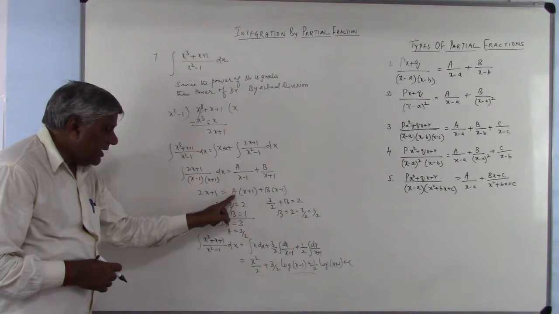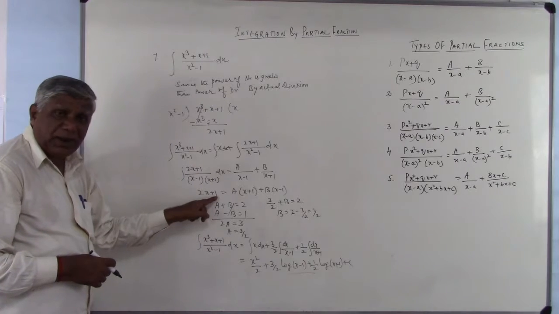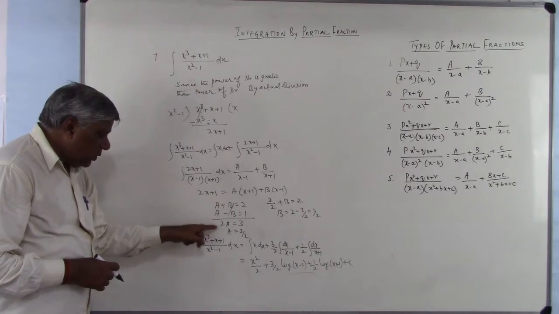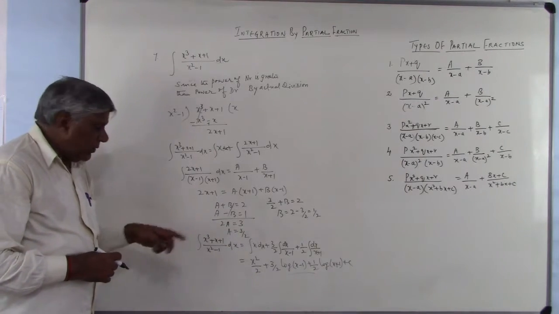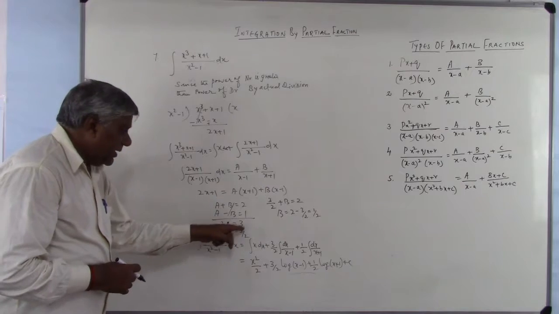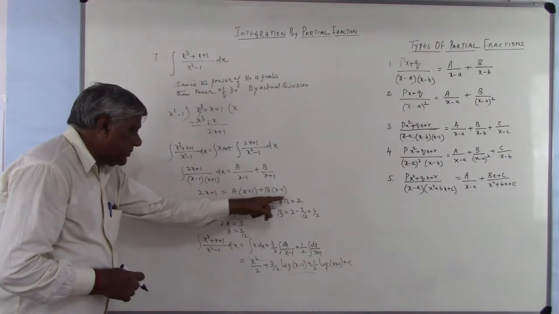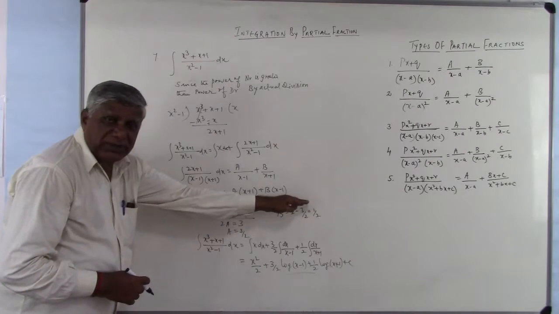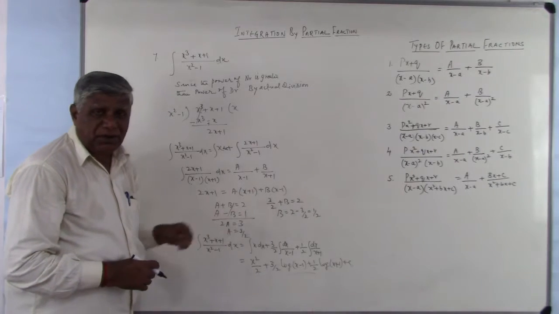Next, A minus B is equal to what? It is 1. So A minus B is equal to 1. Now add: 2A is equal to 3. Therefore A is equal to 3 by 2. Now the A value you got. Next, substitute in any one of these equations: 3 by 2 plus B is equal to 2. Therefore B is equal to 2 minus 3 by 2, that is nothing but half.